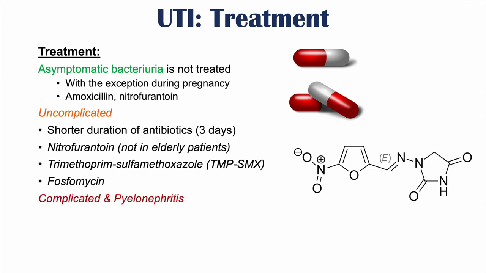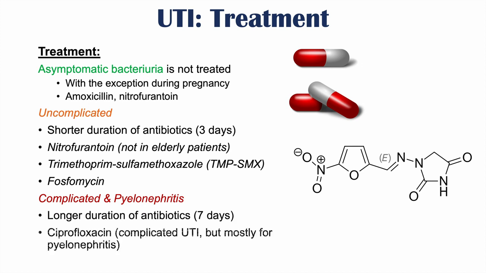Now, with regards to complicated UTIs and pyelonephritis, the same antibiotics can be used for complicated UTI, but for longer duration. So oftentimes 7 days is noted. Now, some other antibiotics can also be used. Ciprofloxacin may be used for complicated UTI, although it is mostly used for pyelonephritis. It's avoided with complicated UTI because it can breed fluoroquinolone resistance.